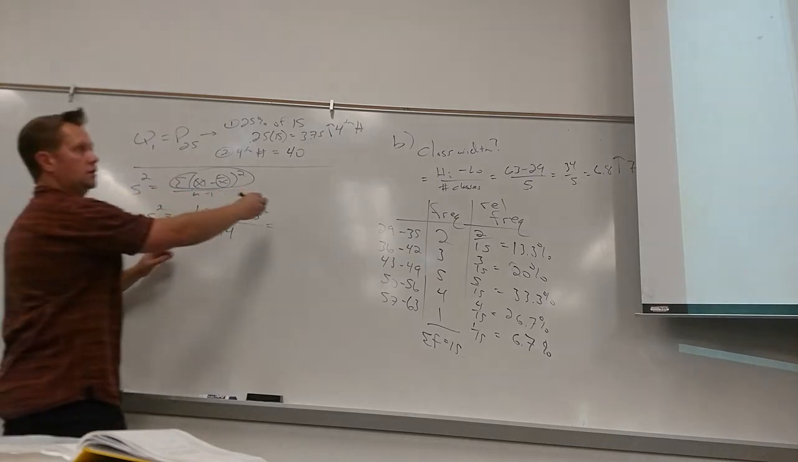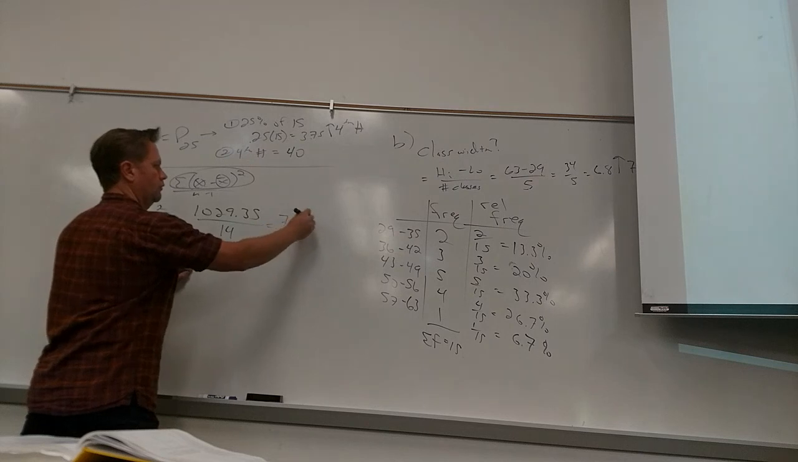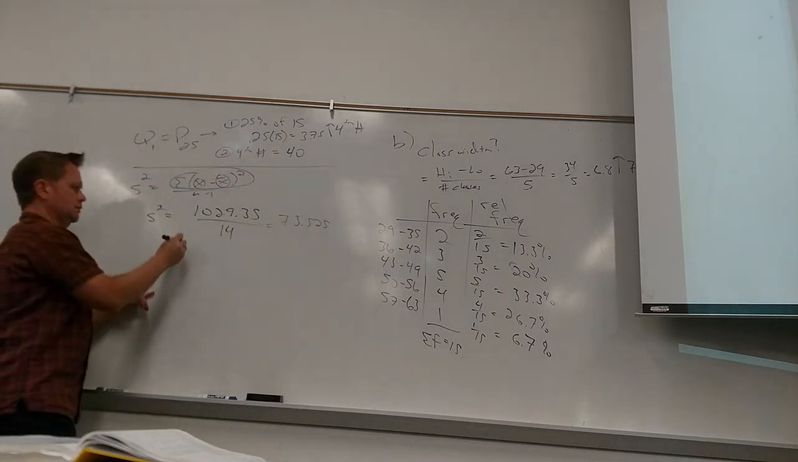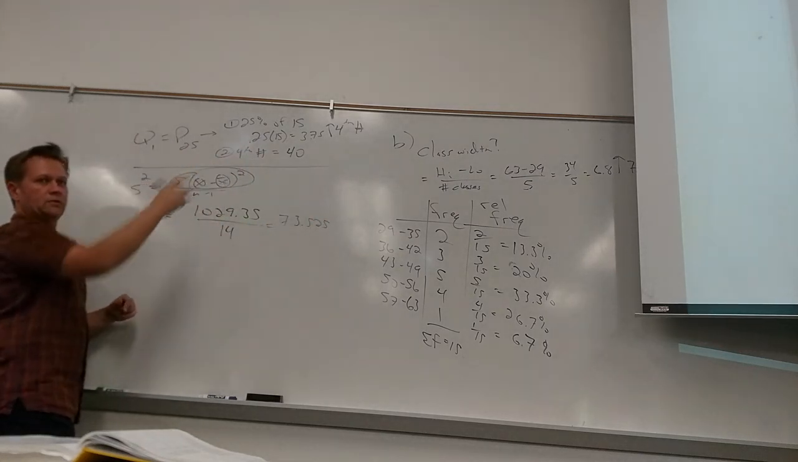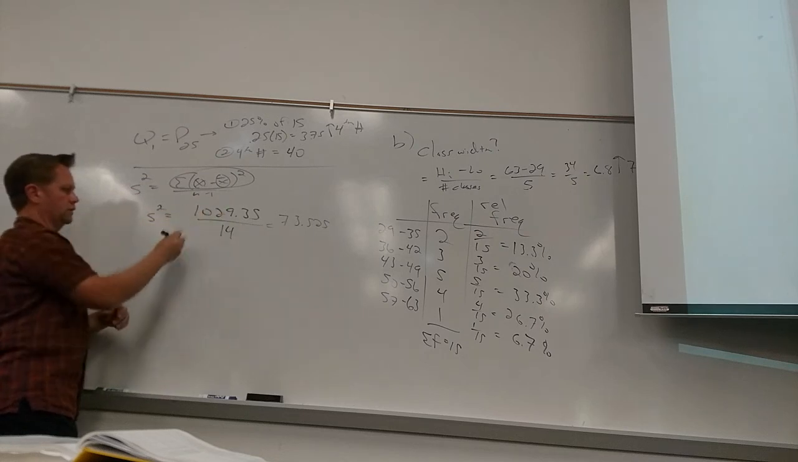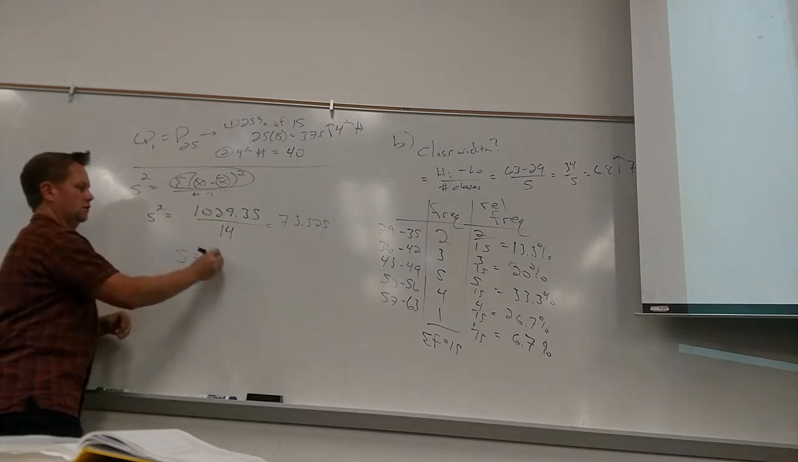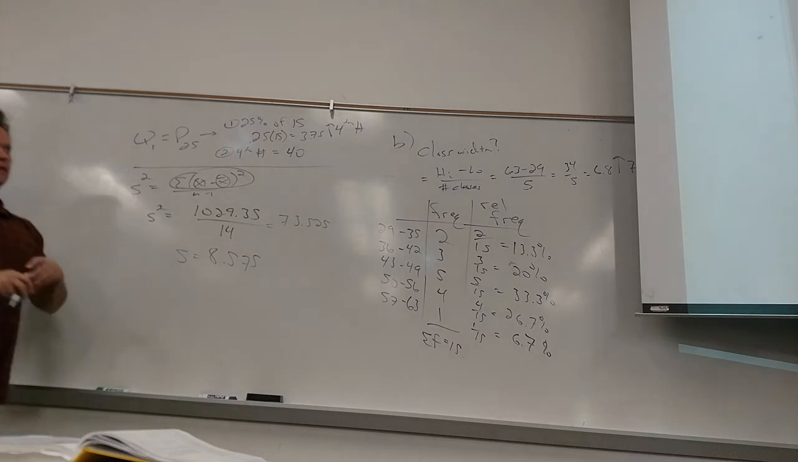So that tells me this is 73.525. And what's that last number represent? Standard deviation. Square root this guy, I get the standard deviation 8.575. Roughly.